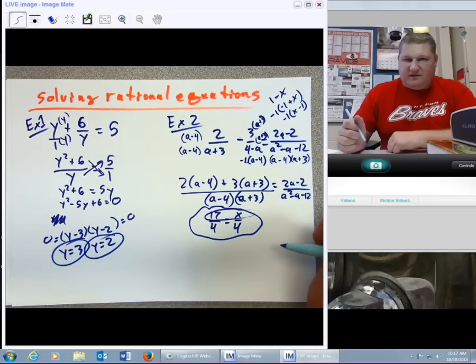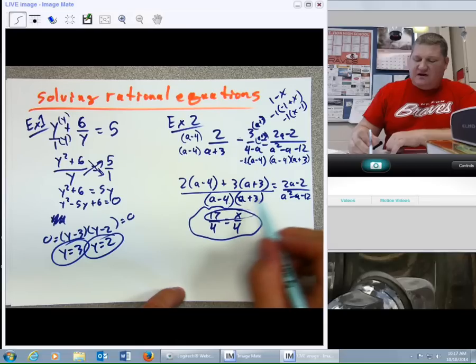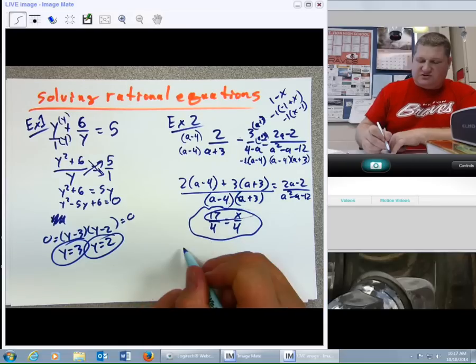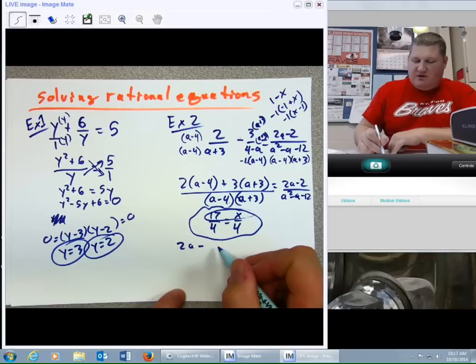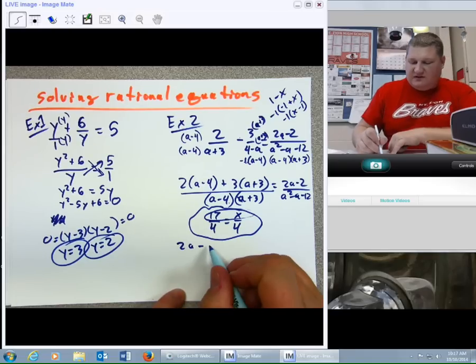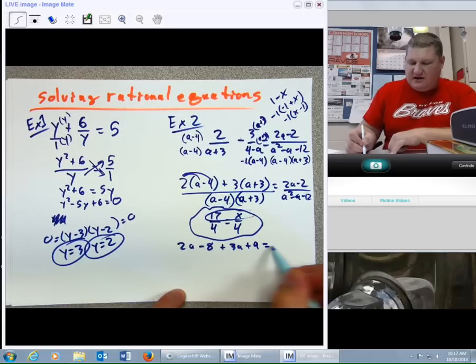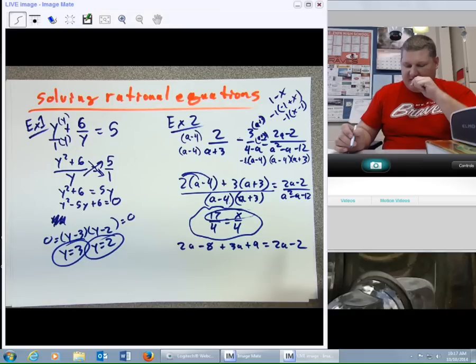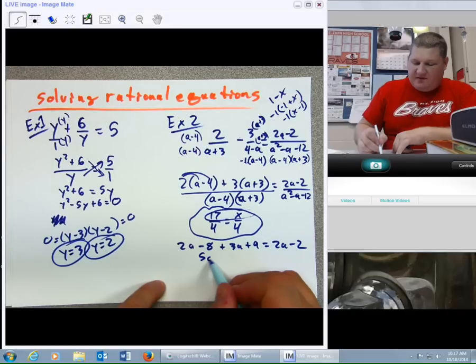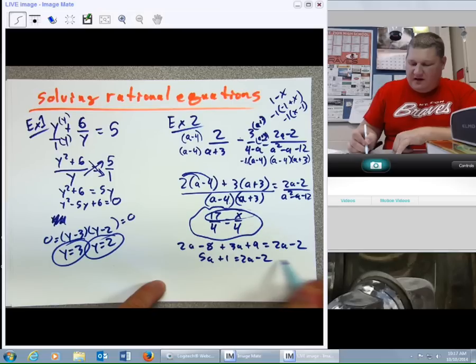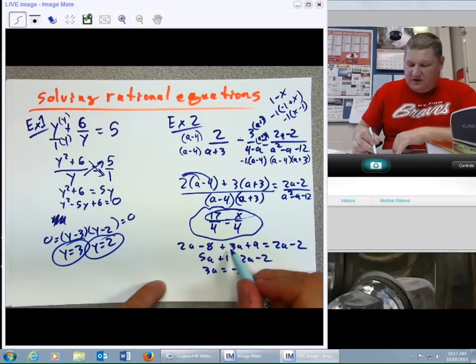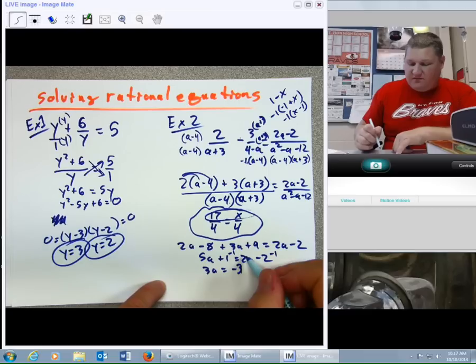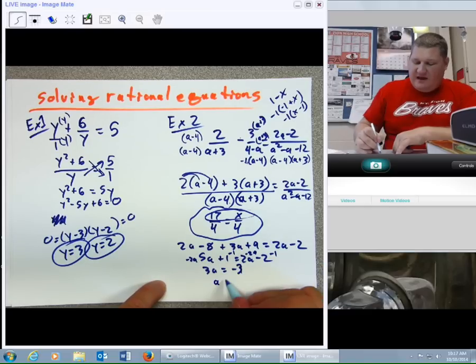In the same way, if the denominators of two fractions are the same, then the numerators of the two fractions must be the same. So I can ignore the denominator altogether for a moment and just say 2a minus 8 plus 3a plus 9 equals 2a minus 2. That gives me 5a plus 1 equals 2a minus 2. 3a equals negative what? No, negative 3, because I'm minus 1. That's why we show our work. And so a equals negative 1.